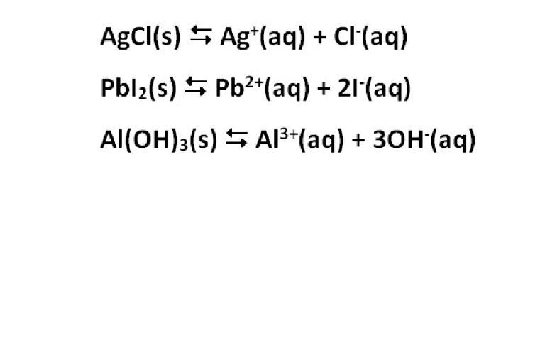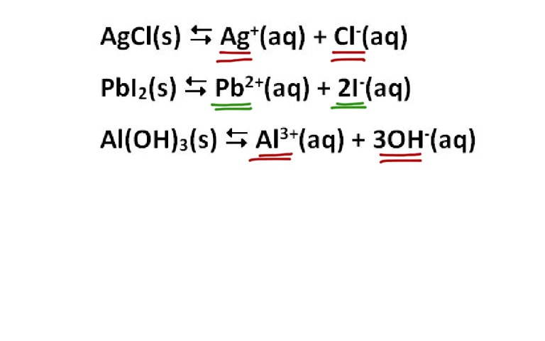Now the kind of equations we're going to see for this are things like a solid, like silver chloride. We've learned that that's a precipitate, but it does break up a little bit to give silver ions and chloride ions. In the same way, lead iodide is a precipitate, but it does break up a little bit to give some lead ions and some iodide ions. And the same thing with aluminum hydroxide. We learned that hydroxides are usually not very soluble, but they do break up a little bit to give us aluminum ions and hydroxide ions.